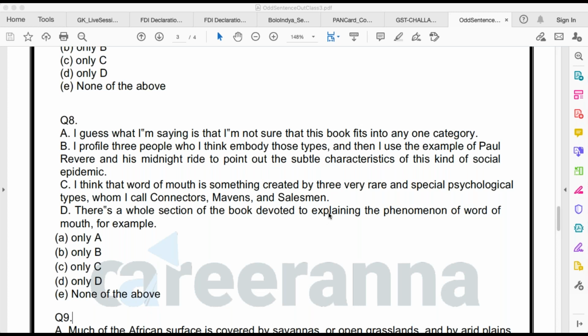There is a whole section of the book devoted to explaining the concept or the phenomenon of word of mouth. For example, I think that word of mouth is something created by three very rare and special psychological types who I call connectors, mavens, and salesmen. I profile three people who I think embody those types. And then I use the example. D, C, B, my sequence. I guess what I'm saying is that I'm not sure that this book fits into any one category. Entirely odd one out. All the other three sentences are about word of mouth. I can link them as sequential sentences also in the order of D, C, B. My odd one out is A. I cannot link it to either B or C or D.